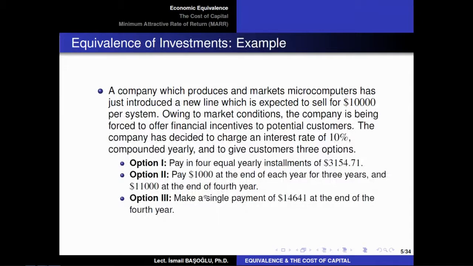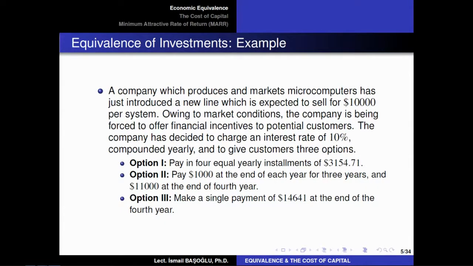So we are going to study this equivalence term in this example a little further. So let's read the example. It says a company which produces and markets microcomputers has just introduced a new line which is expected to sell for $10,000 per system. So there's a new product which is introduced by this company and it is going to be sold in the market.